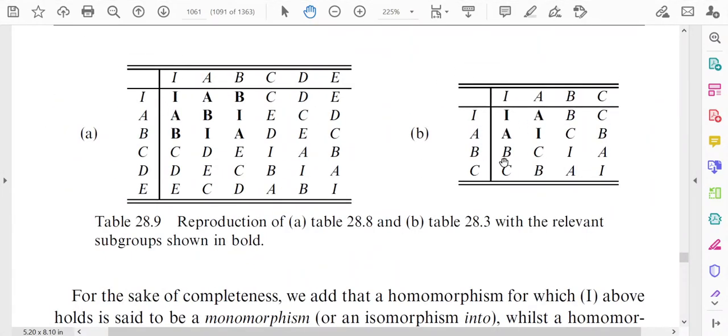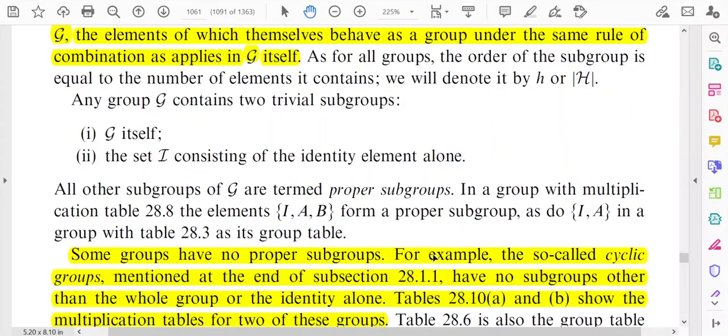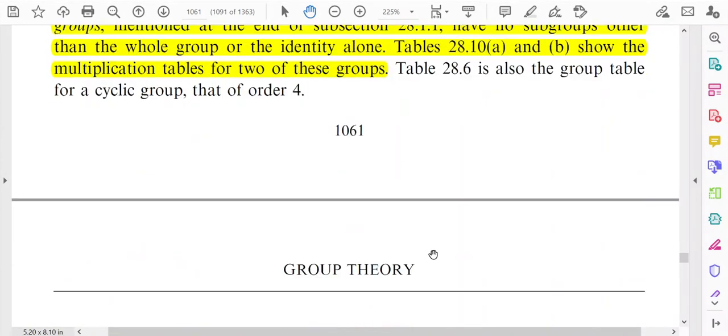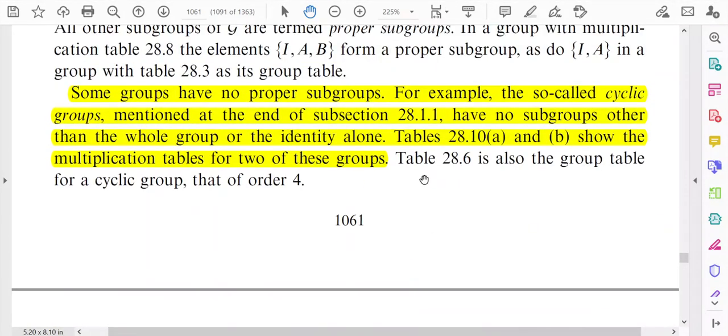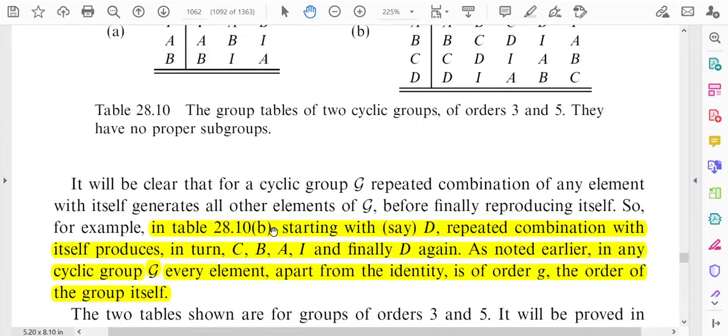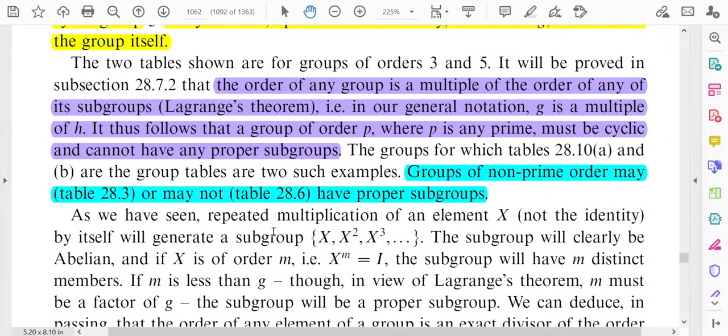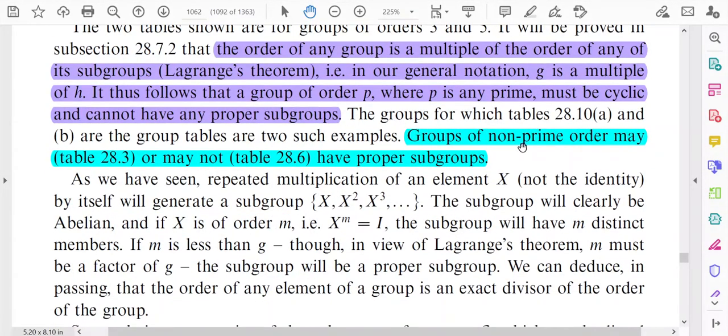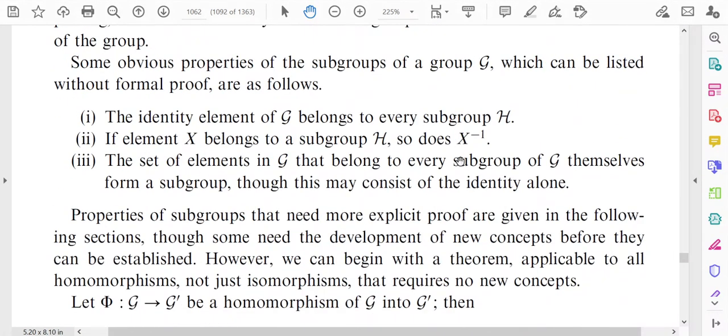has a proper subgroup because its order is non-prime. You see, 1 2 3 4, a total of 4 elements are there, so it has a proper subgroup. But there is a table which is not shown here, but it was shown in table 28.6. Its order was 4, but it has no proper subgroups. So groups of non-prime order may or may not have a proper subgroup.